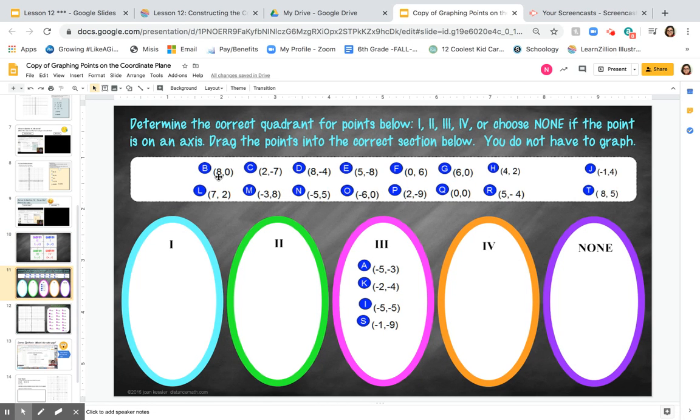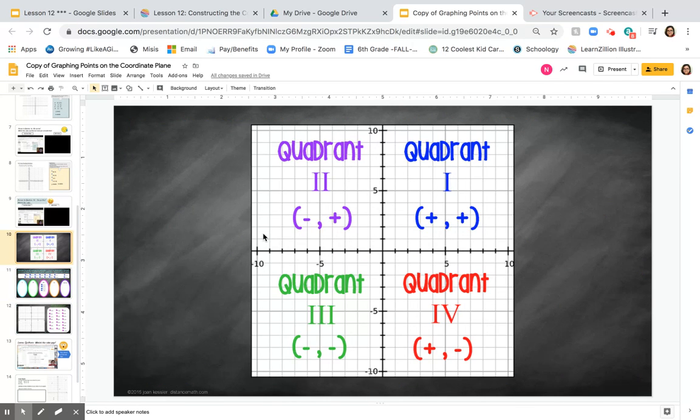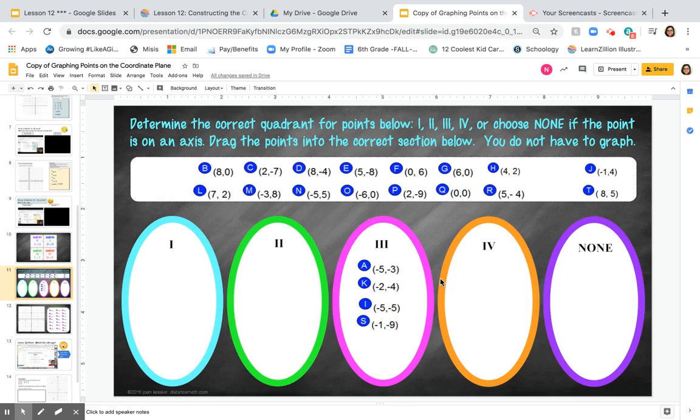So the next one says that 8 is X and Y is 0. So if you look at the quadrant plane, X is the horizontal, and you're going to move to the right because 8 is positive, so 8 is here, but you're not going to go up and you're not going to go down because Y is 0. So that means that you are in none. So let's go ahead and look for the same pattern.